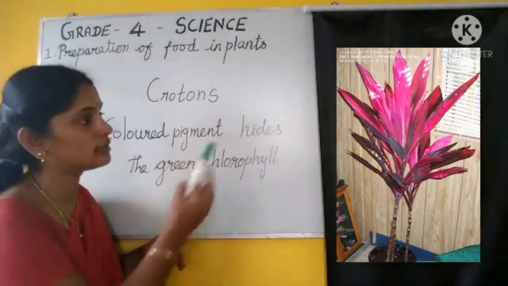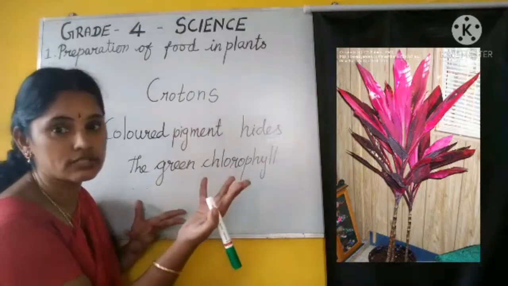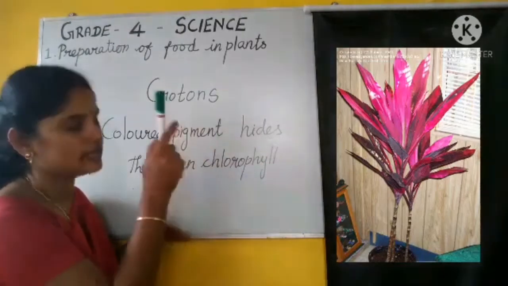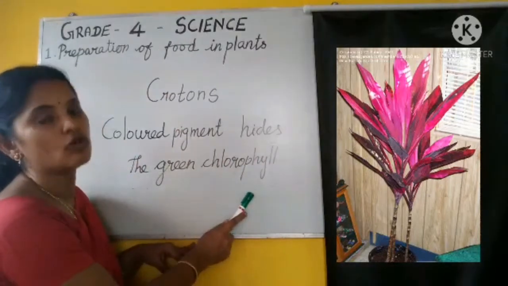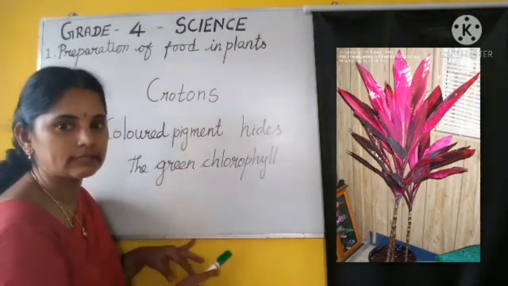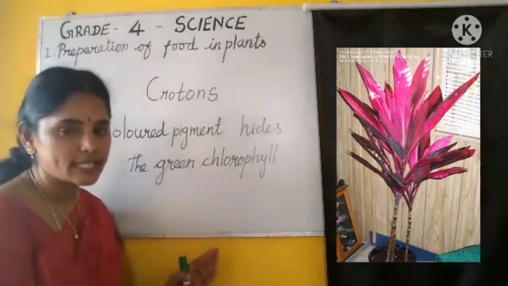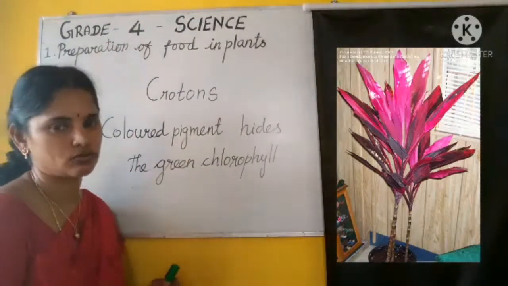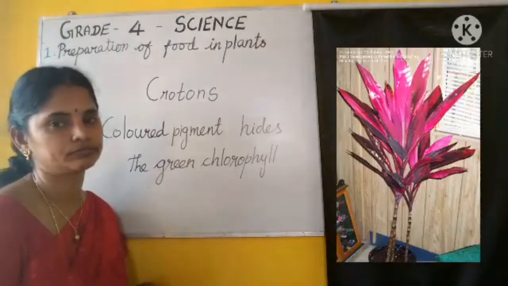So don't think that because they have colored leaves, photosynthesis does not take place. The colored pigment hides the green pigment, but chlorophyll is present there. So photosynthesis takes place in crotons also. Photosynthesis takes place in croton plants also.